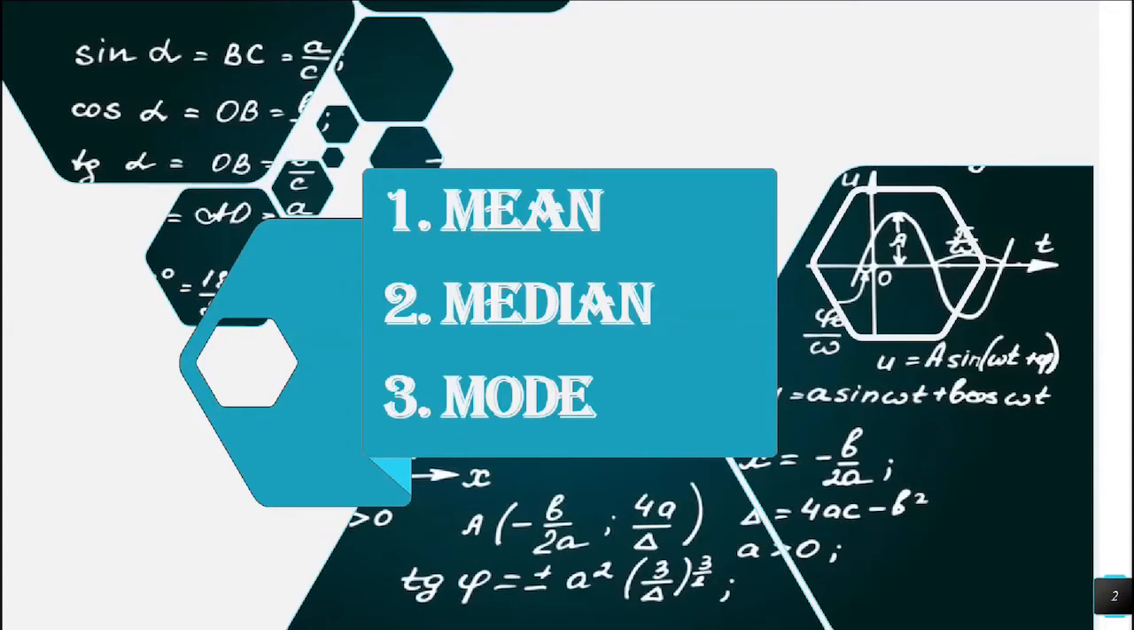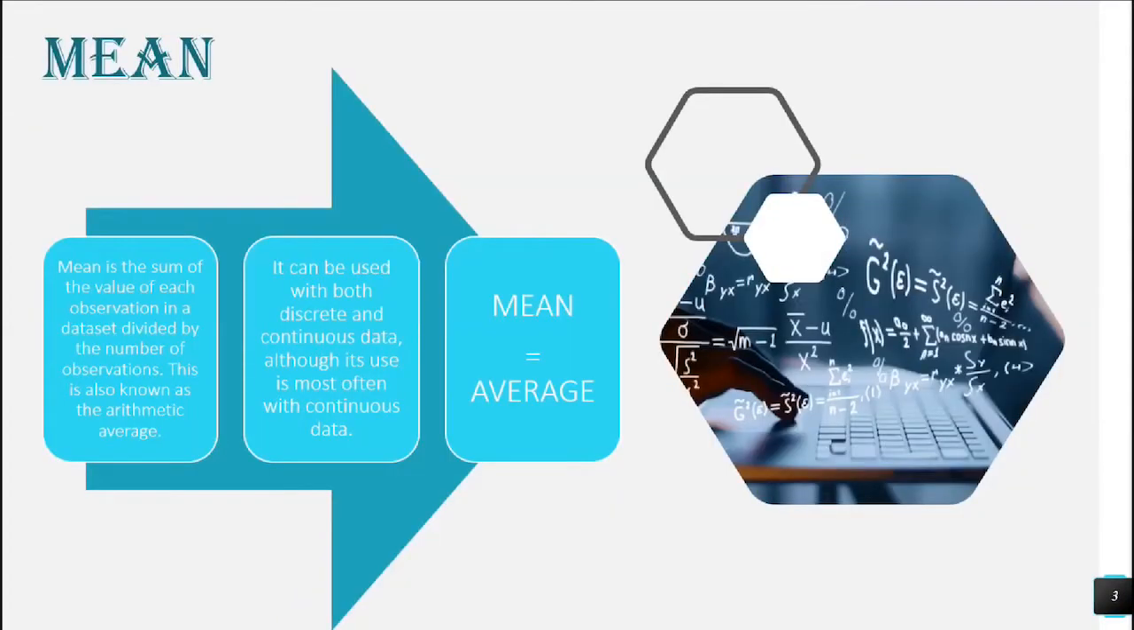So the first one is mean. Mean is the sum of value of each observation in a data set divided by the number of observations. This is also known as the arithmetic average. It can be used in both discrete and continuous data, although its use is most often with continuous data. Mean, in other words, is average.